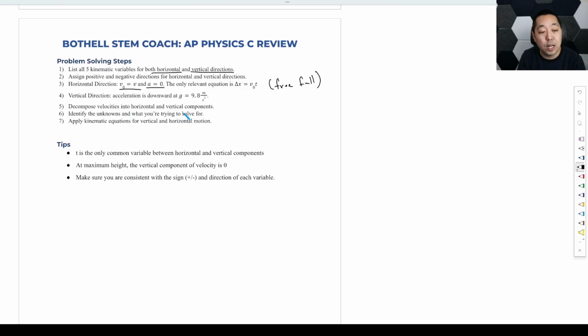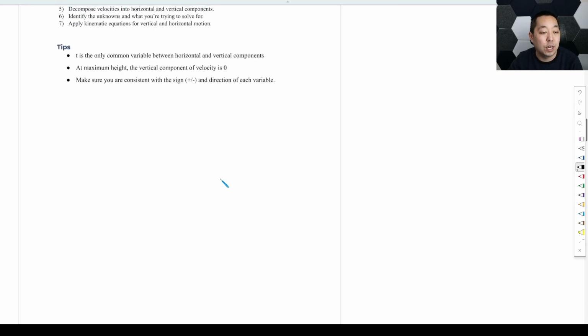We decompose velocities into x and y components. We identify the unknowns and what we're trying to solve for, and we apply our kinematic equations. Often in 2 dimensions, time is the only common variable between the x and the y components. At maximum height, vertical component velocity is 0, and just make sure you're consistent with your signs.